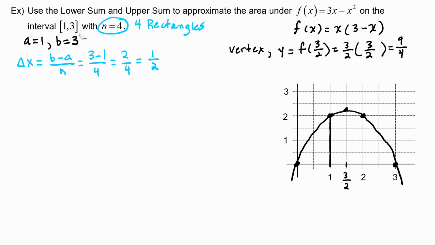So remember, we're on this interval 1 to 3 with n equals 4. So that means we can mark off the 4 regions that we're going to have: 1, 2, 3, 4. Each region has a width of 1/2. We might as well fill in this x value. We know it's 2 1/2, which would be 5/2.